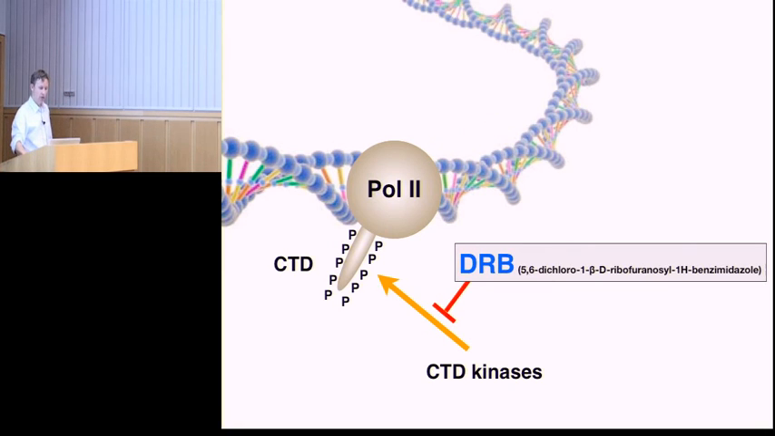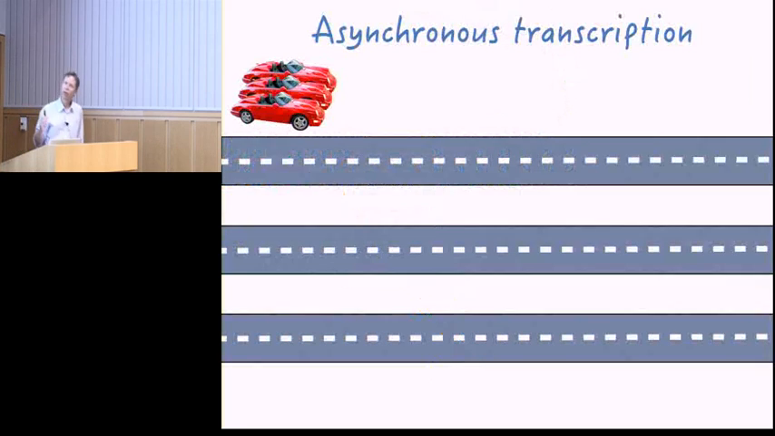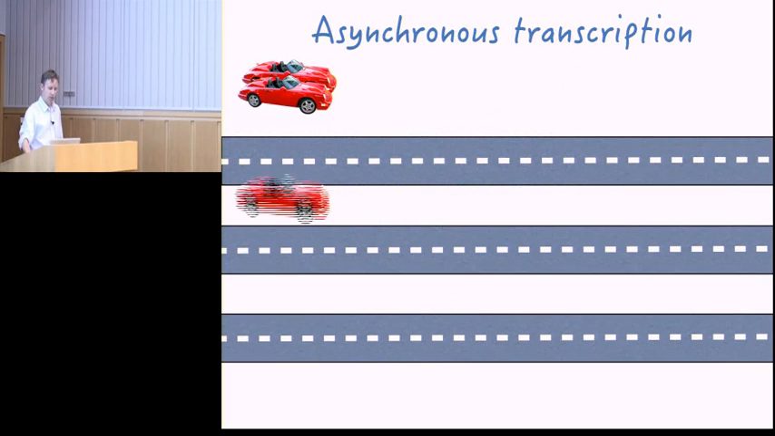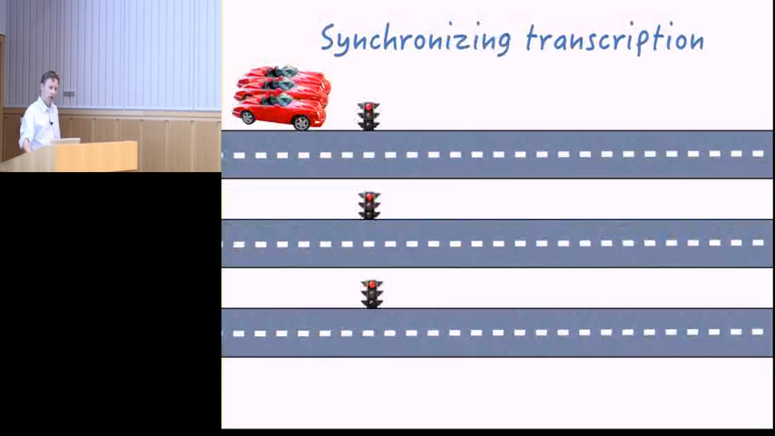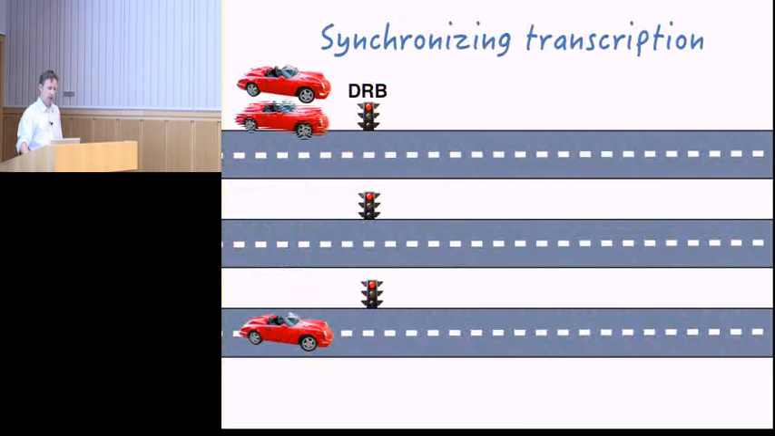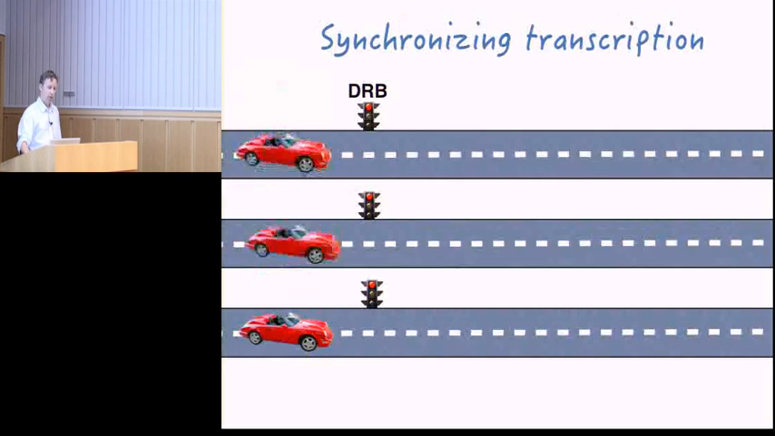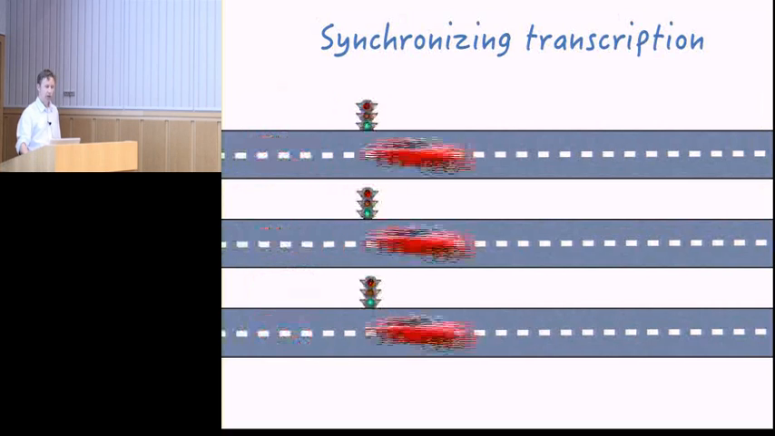Just to illustrate this, it's really impossible to look at transcription and measure elongation rate under normal conditions because each gene will just fire asynchronously and go down the gene. But with the help of DRB, we can block the polymerases at the promoters. And now when we wash out DRB, we can allow these to go down the gene synchronously.